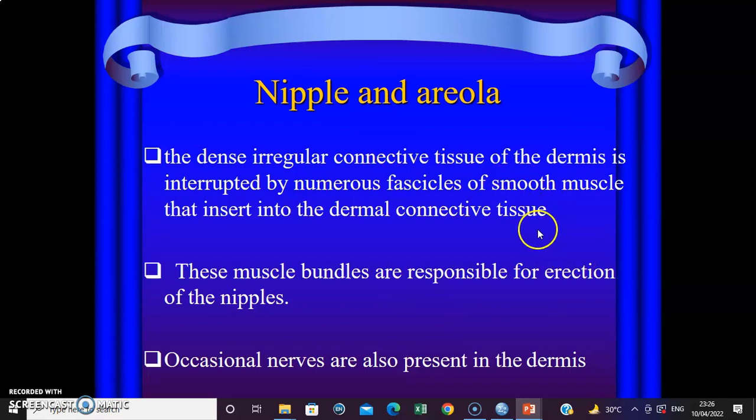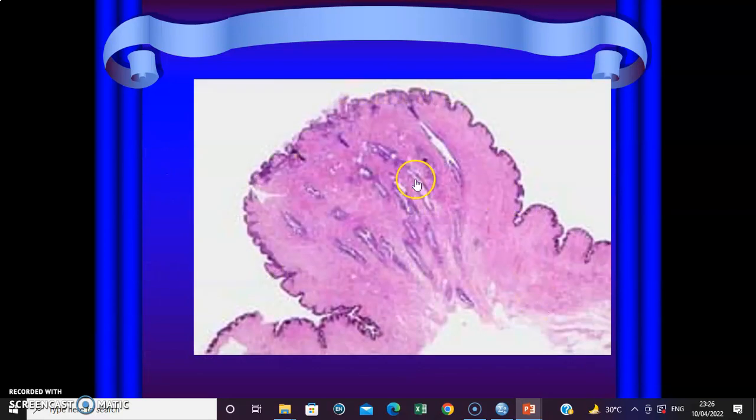The nipple actually has abundant nerves, so that during suckling the nerves within the dermis are stimulated and cause the smooth muscles to contract, leading to erection of the nipple. This is the histology of the nipple. It's covered by stratified squamous epithelium because it is skin. You can see the ducts opening at the nipple, and we have said the stroma is mainly connective tissue within the dermis with abundant nerves and smooth muscle cells.